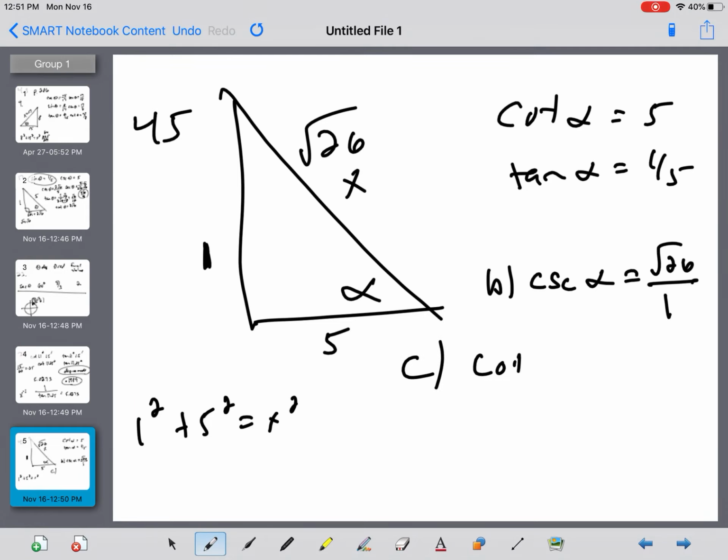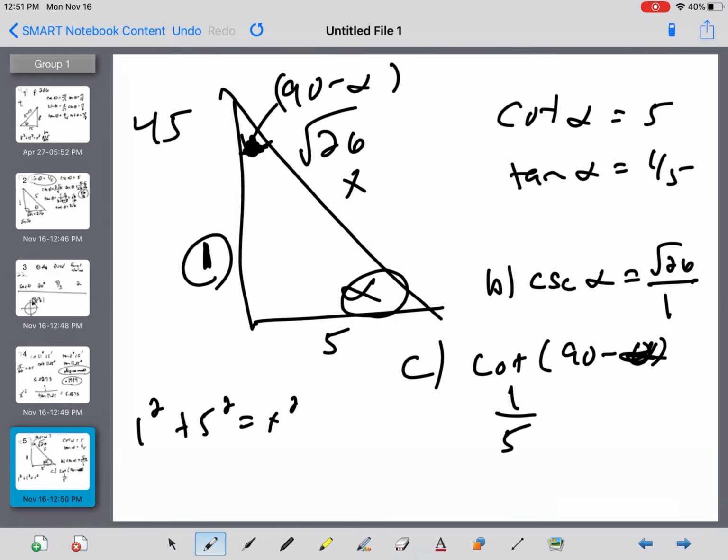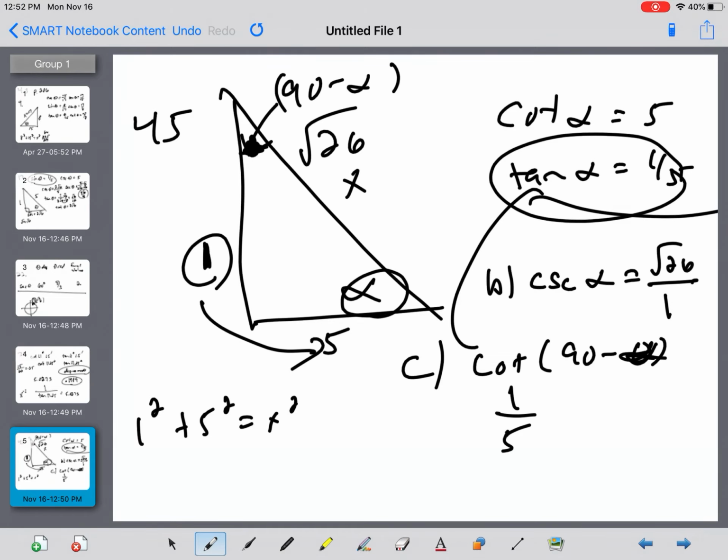The cotangent of 90 minus theta, or alpha, excuse me. If this is alpha, this angle up here, guys, is 90 minus alpha. So find the cotangent of that angle. Well, the cotangent of that angle is adjacent 1 over opposite 5. Notice that the tangent of alpha and the cotangent of its complement are the same answer.